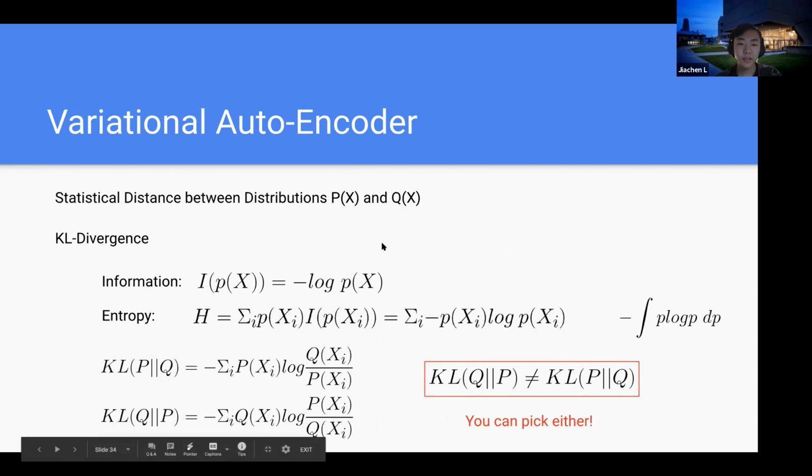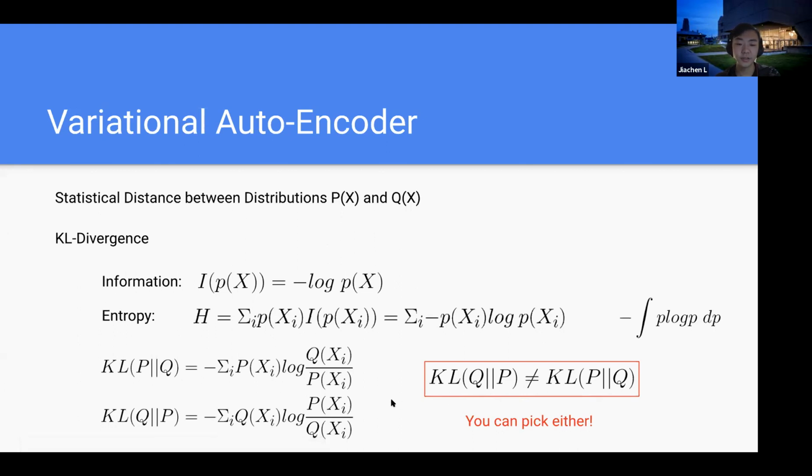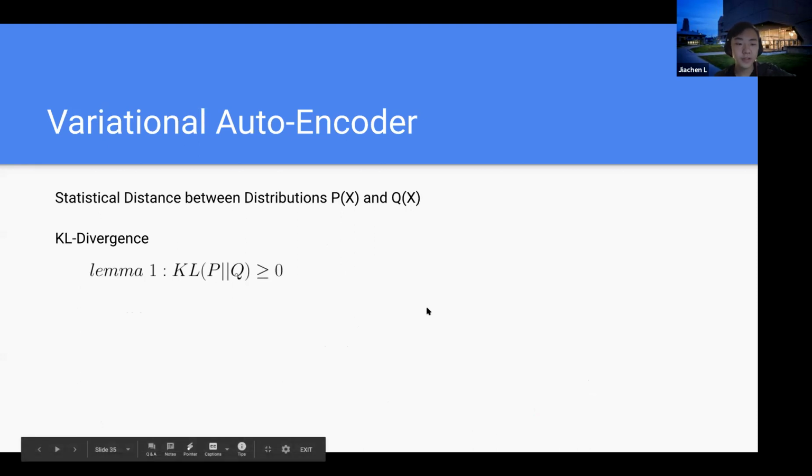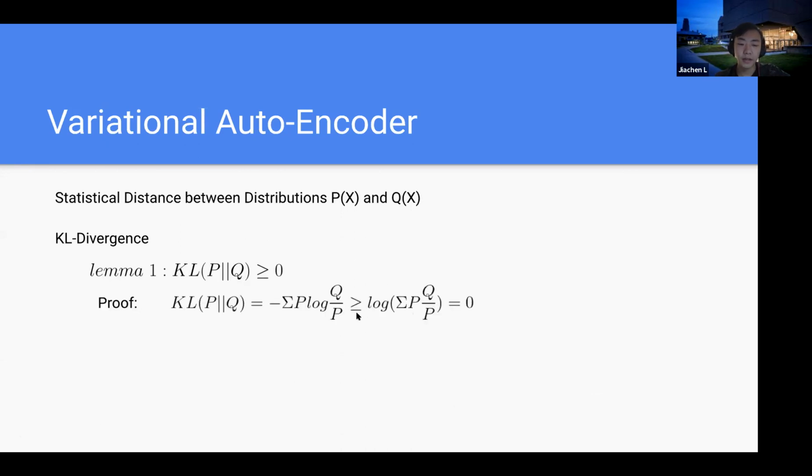If we just want to minimize the distance between Px and Qx, here we can just randomly pick one because they have the same goal. So the first lemma is that any KL divergence is non-negative. And we just take the Jensen inequality. We will find that the minimum value of KL divergence is just 0. So this is important, and this definition will help us to define the evidence lower bound.